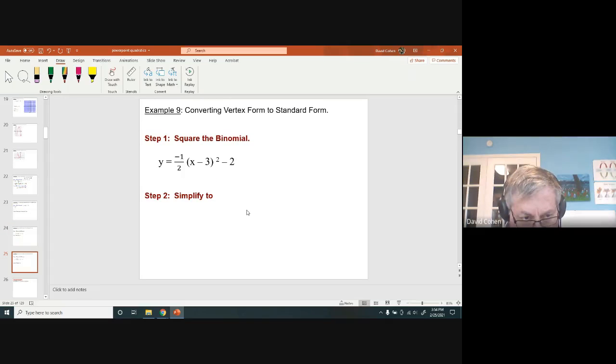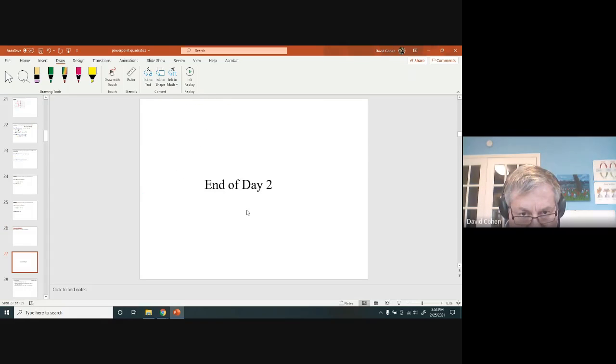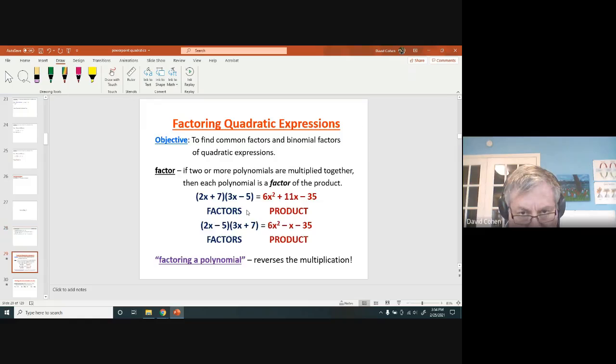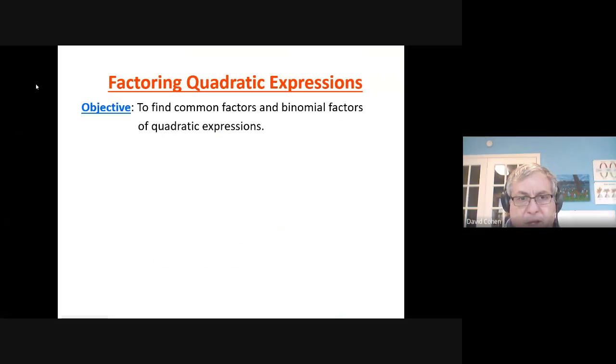We did this in a previous video, so I am looking for this next section, which is factoring quadratic equations. This brings us up to kind of a level 2 factoring, which was our day 4. If we look at the slideshow, I know that's loud, sorry. Factoring quadratic expressions, objective: to find common factors and binomial factors of quadratic expressions.